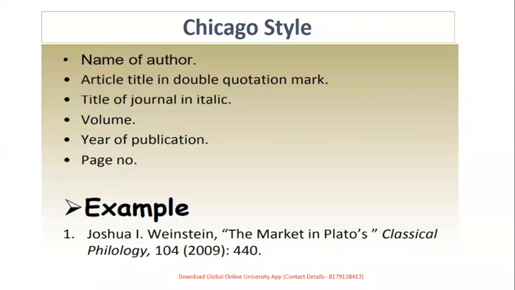Now, Chicago style, so it is like the name of the author, the article title, the title of journal in italics, volume, year of publication, or page number. So this is how it goes with respect to Chicago style. So you have to just remember, many times they have given you examples, and from that you have to follow the right one. But as I said, please keep it noted somewhere and revise it one day before the examination, or at least on the day of going for your examination.